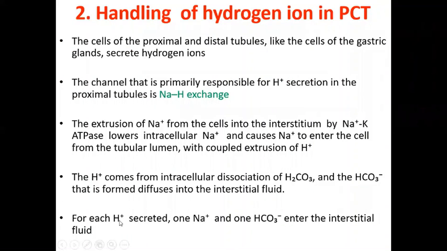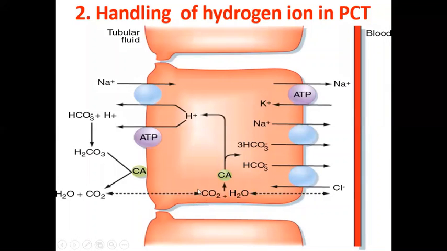For each hydrogen secreted, 1 sodium and 1 bicarbonate enter the interstitial fluid. So this is what I mean. For each hydrogen ion that is being exchanged for sodium, at least 1 sodium and 1 bicarbonate is going to be pushed into the interstitium.